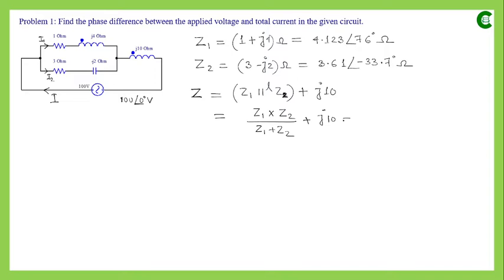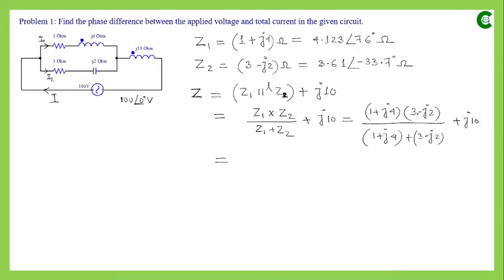Now Z1 has value 1 plus J4, or we can use the polar form also, so it can be written as 1 plus J4 multiplied by Z2, which is 3 minus J2, divided by 1 plus J4 plus 3 minus J2, and then this J4 will be added and the unit will be ohm.